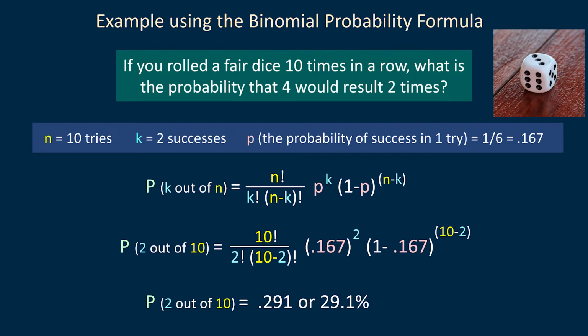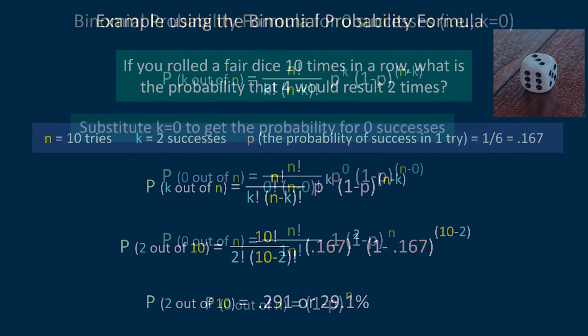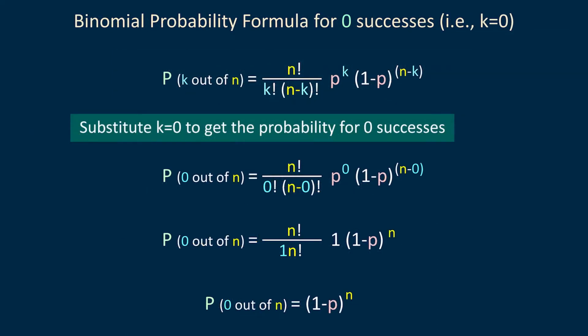So this is a very useful formula. It can be used for many things. Now, a particularly interesting use that we want to make of it is to look at zero successes. So what does the binomial probability formula reduce to if you put in k equals 0, that there's 0 successes? It never happens. Well, if we substitute k equals 0 into the formula, we can see that it simplifies a lot.